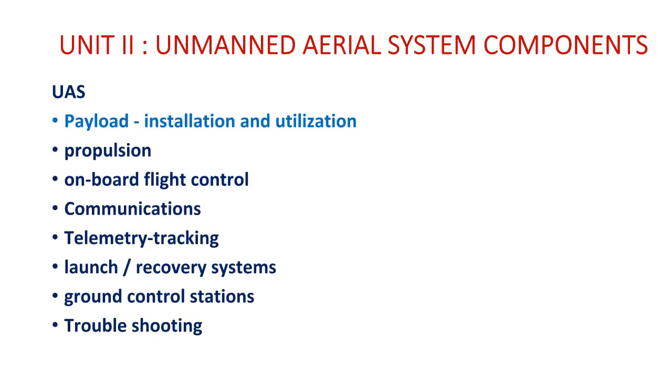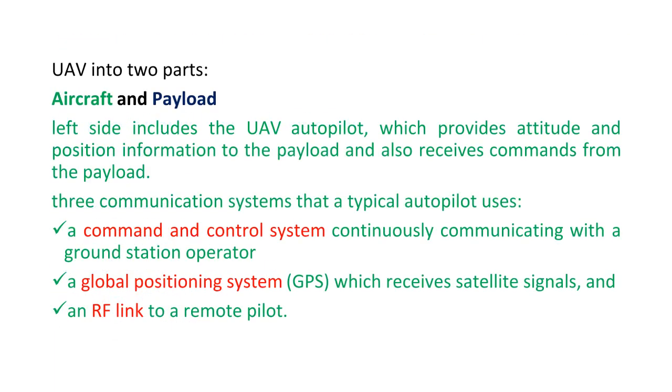Unit 2, Unmanned Aerial System Components, UAS. Payload Installation and Utilization, Propulsion, Onboard Flight Control, Communications, Telemetry Tracking, Launch/Recovery Systems, Ground Control Stations, Troubleshooting. UAV into two parts: aircraft and payload.